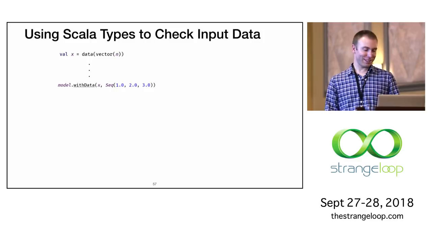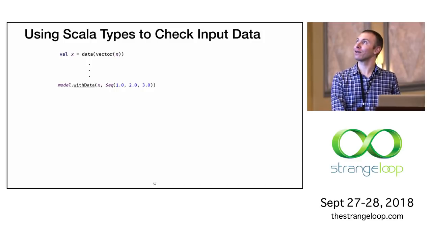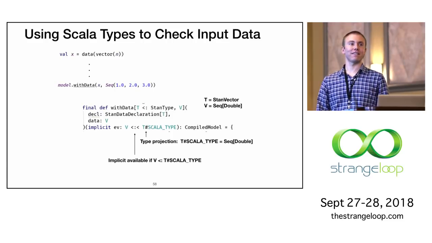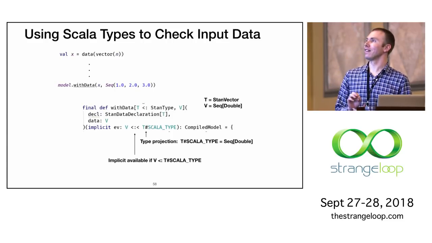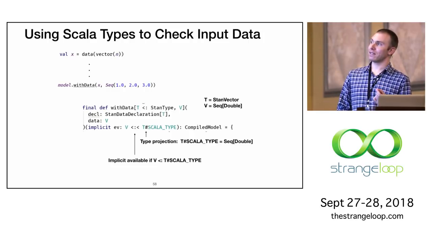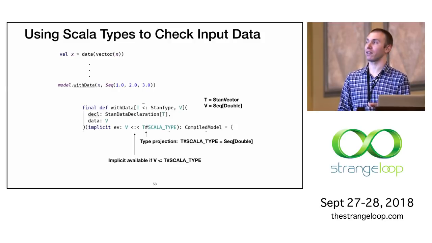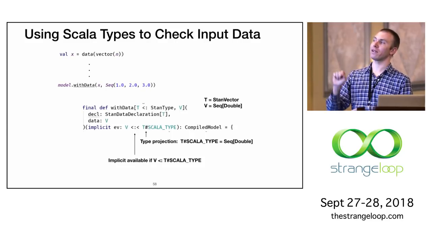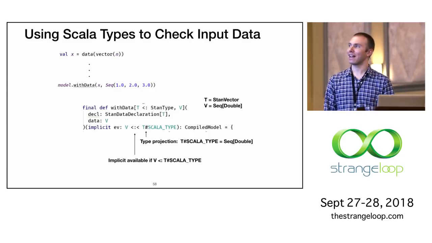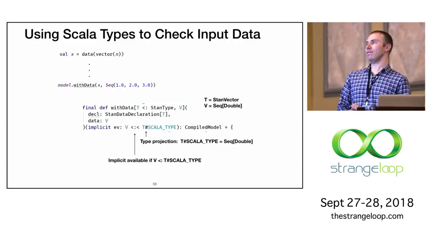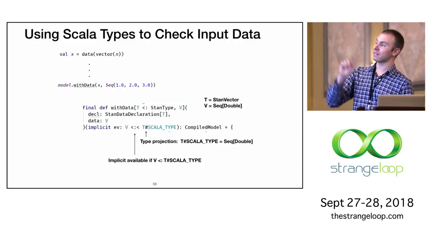More uses for implicits. We can check the input data. This has a scary type signature to it. We have a declaration, so we can set the input data for Stan data declarations, and the data type depends on the type of declaration. And so here we have an implicit v <:< t#ScalaType, and that's a type projection saying the Scala type member of t, which is a Seq[Double] in the vector case.